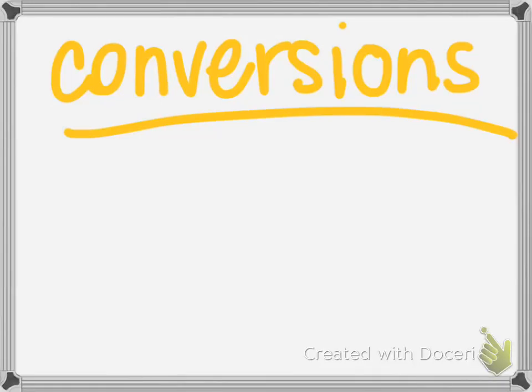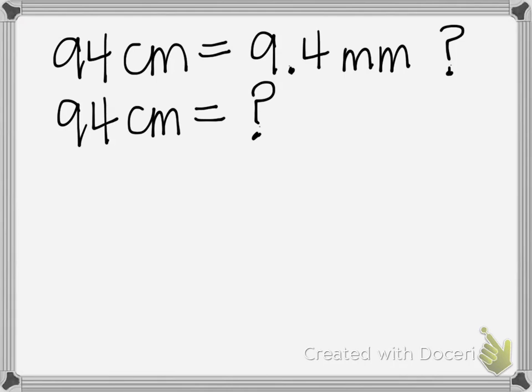All right, when we're doing conversions, we're trying to figure out what one metric would equal if it were converted to another metric. So the first example we're going to look at is 94 centimeters. We're trying to figure out if 94 centimeters equals 9 4/10 millimeters. So first we need to figure out what 94 centimeters is equal to. When looking at our star conversions chart, we know that 1 centimeter is equal to 10 millimeters.